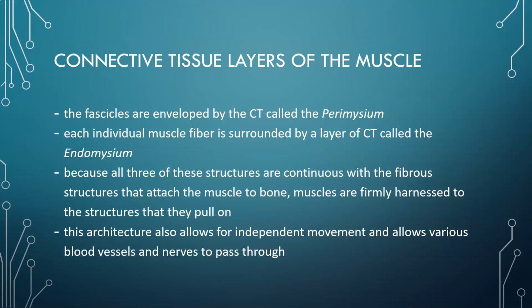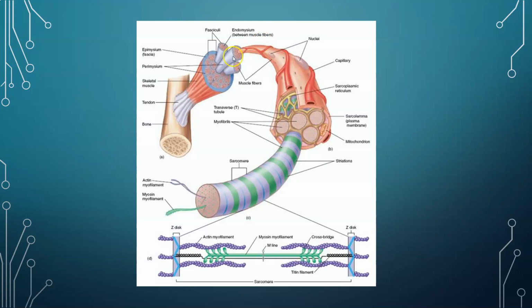This type of configuration of the connective tissue allows for independent movement, and it also allows blood vessels to exit or enter the muscle and nerves to pass through. So we can see here in blue, the outside of the muscle is surrounded by the epimysium, the fascia of the muscle. It then extends inward to surround bundles of muscle fibers known as fasciculi, and this connective tissue that surrounds the bundles is known as the endomysium.